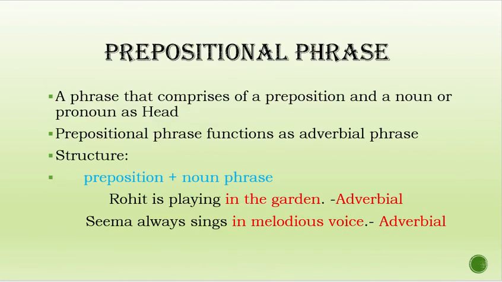Then we turn towards the prepositional phrase. Prepositional phrase means what? A phrase that comprises a preposition and a noun or a pronoun as a head. Means with a noun in place of a determiner, if there is a preposition, it is called a prepositional phrase. So the structure is: a prepositional phrase functions as an adverbial phrase. Adverbial means क्रिया विशेषात्मक त्या ठिकाणी वाक्यप्रचार असतं किंवा शब्दसमूह.